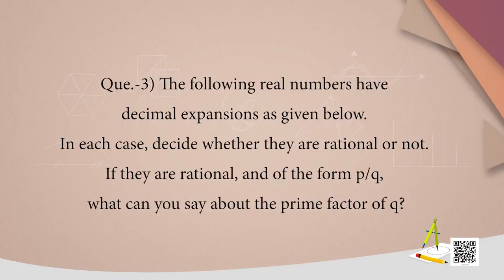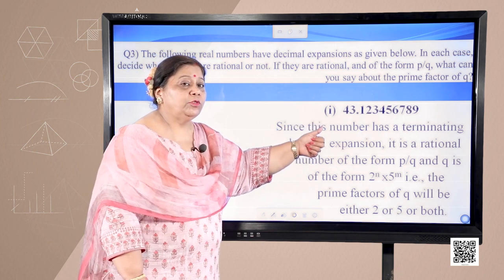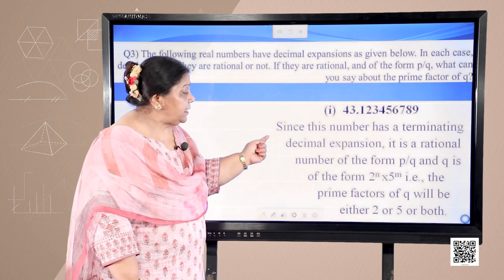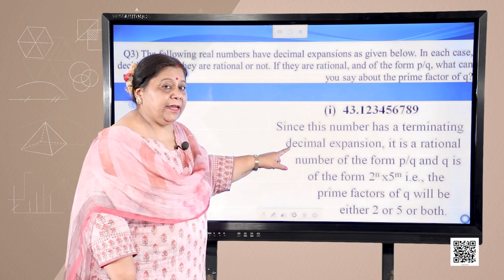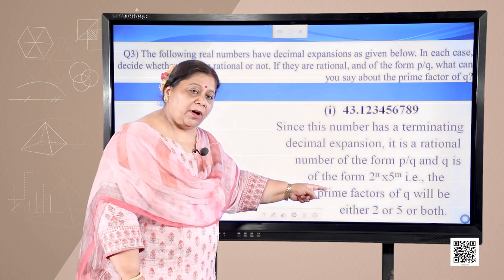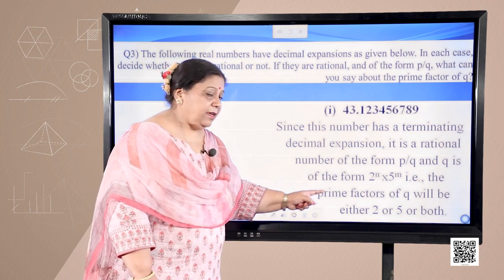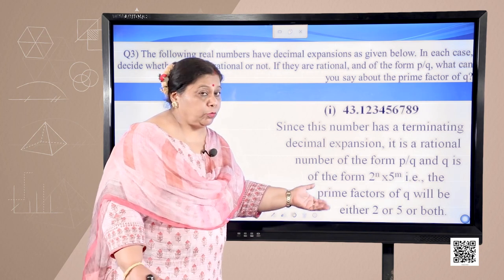So students, let us look into the next question, which says the following real numbers have decimal expansions as given below. In each case, decide whether they are rational or not. If they are rational and of the form P upon Q, what can you say about the prime factors of Q? First question is 43.123456789. Since this number has a terminating decimal expansion, it is a rational number of the form P upon Q, and Q is of the form 2 to the power n into 5 to the power m. That is, the prime factors of Q will be either 2 or 5 or both.